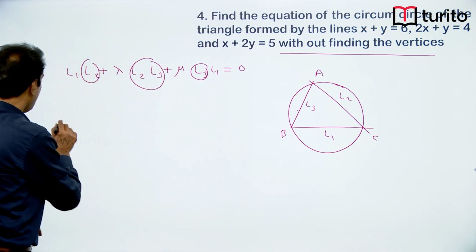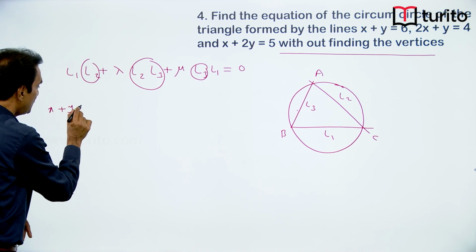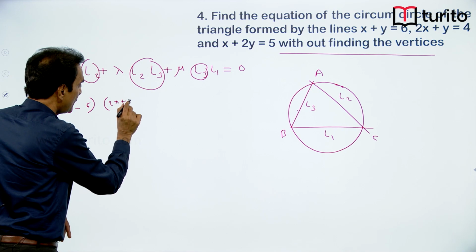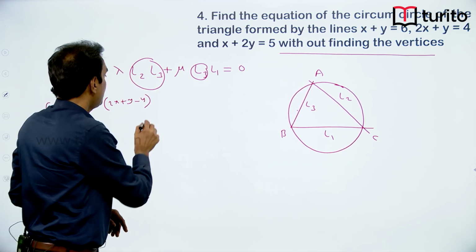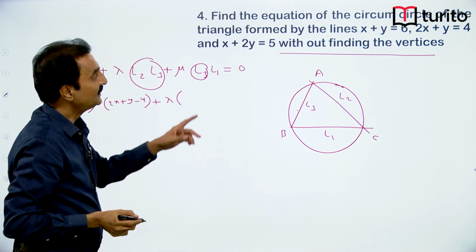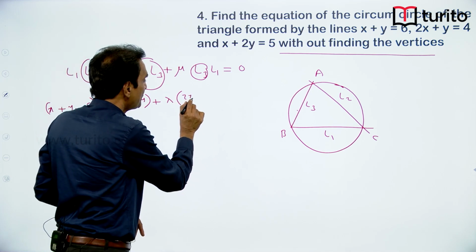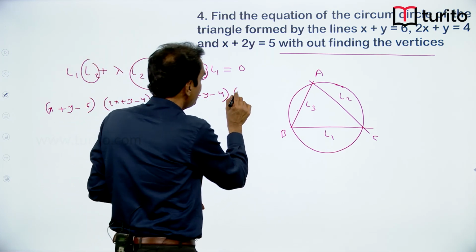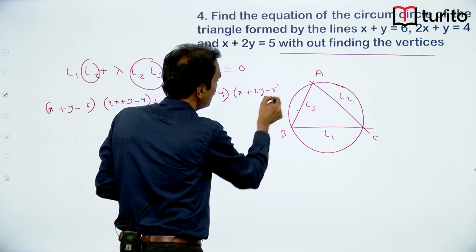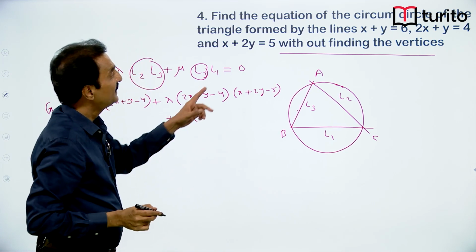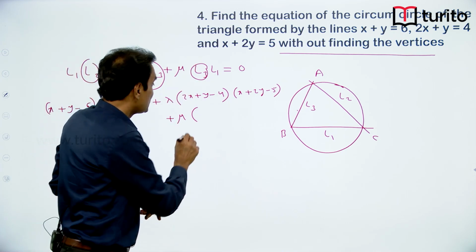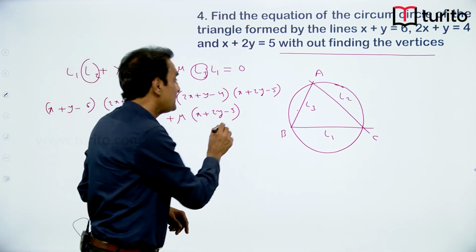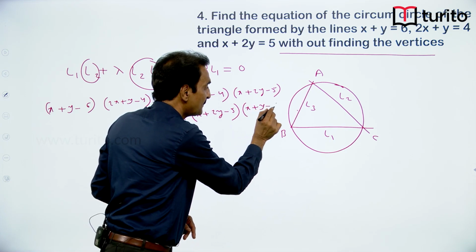L1 into L2: x plus y minus 6 into 2x plus y minus 4, plus lambda into L2 L3: 2x plus y minus 4 into x plus 2y minus 5, plus mu into L3 L1: x plus 2y minus 5 into L1, x plus y minus 6, is equal to 0.